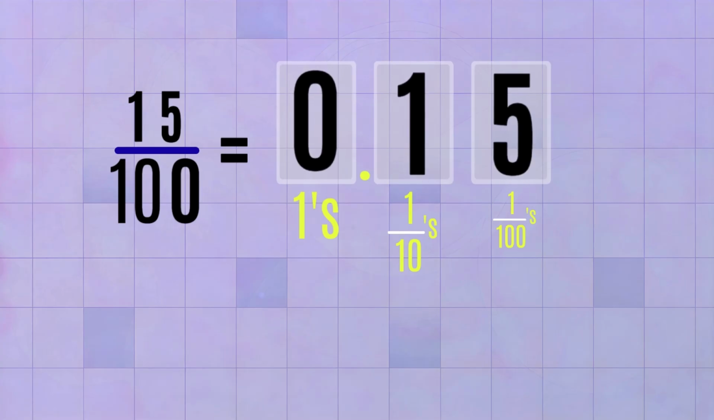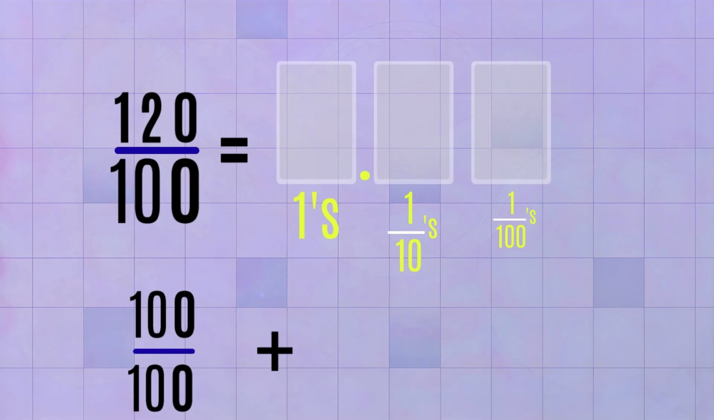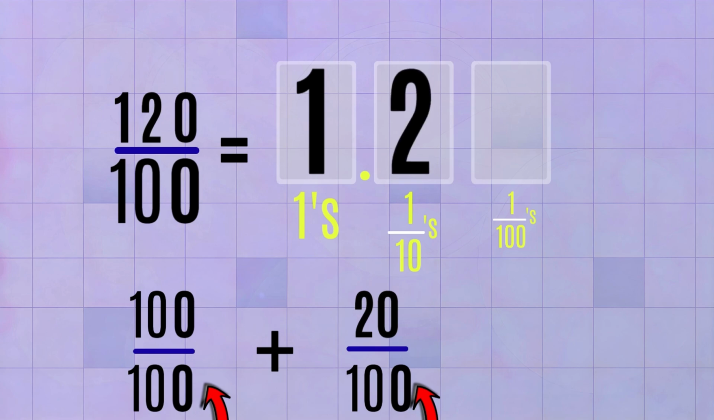Here is something interesting. If the numerator is bigger, like 120 over 100, let's break it into parts. 100 plus 20. 100 out of 100 is 1 whole. 20 out of 100 is 20 hundredths, which is the same as 2/10ths. Now we can place these numbers into the place value boxes.